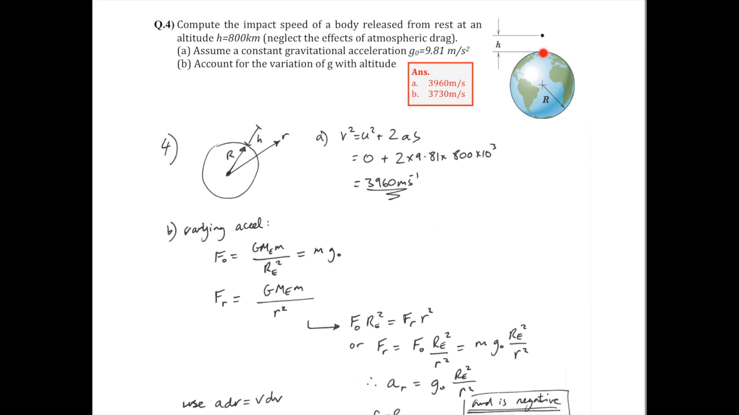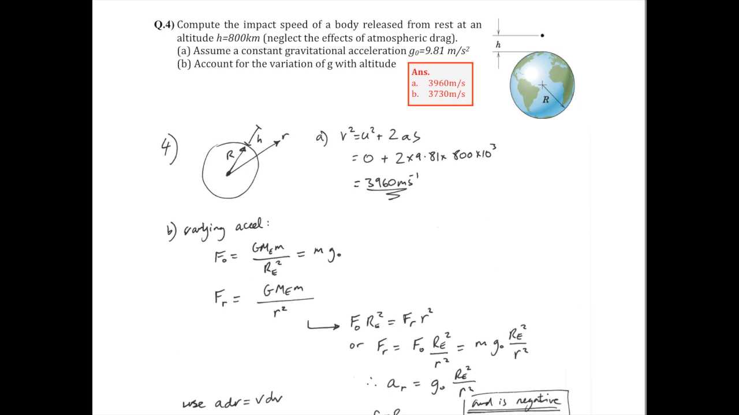When you actually take into account the variation of gravitational acceleration with height, then by the time it gets to h, it's going to have a lower acceleration to start with, which means it's going to be speeding up a little bit slower, which means that by the time it reaches the Earth's surface, it's going to be slightly less. So as we can see from the answer, here the impact velocity for part B is somewhat less than it is for part A.